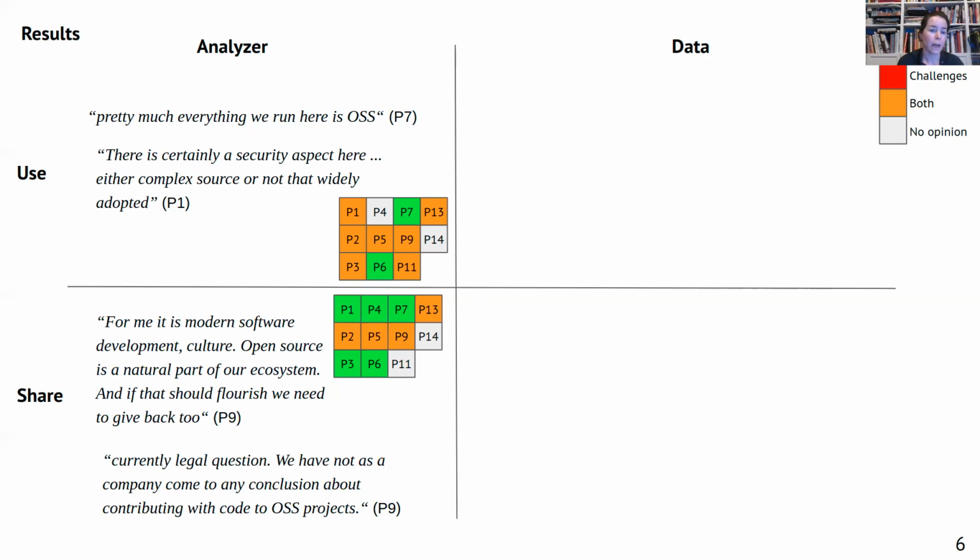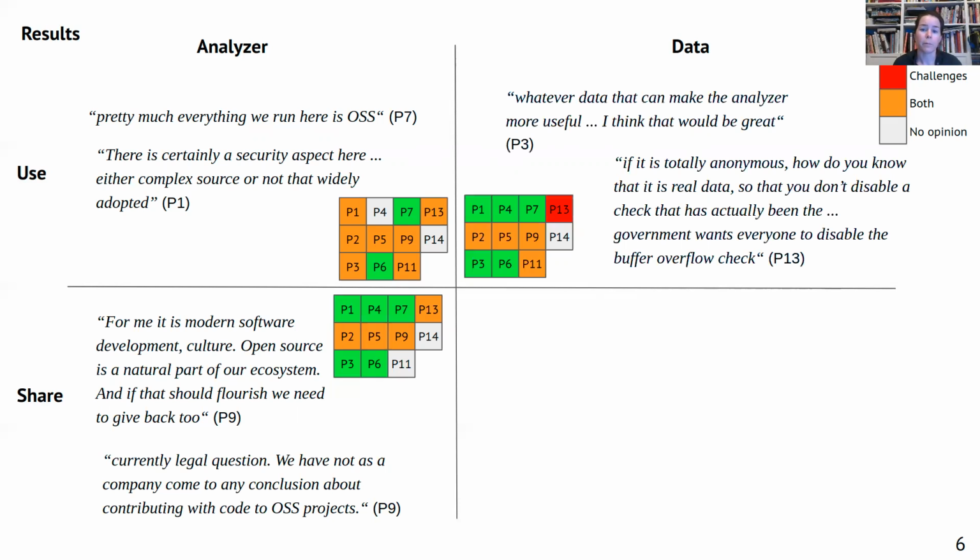Then when considering analyzers and sharing, we got a slightly more beneficial view on this, where 1 developer expressed that for me, it is modern software development culture. Open source is a natural part of our ecosystem. And if that should flourish, we need to give back too. And then at the same time, also expressing concern that currently there's a legal question. We have not, as a company, come to any conclusion about contributing with code to open source projects.